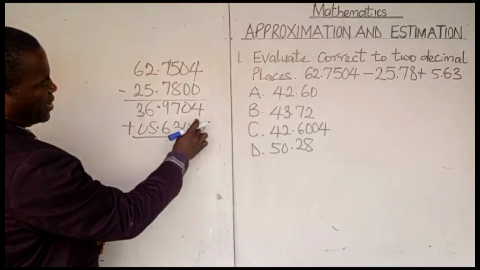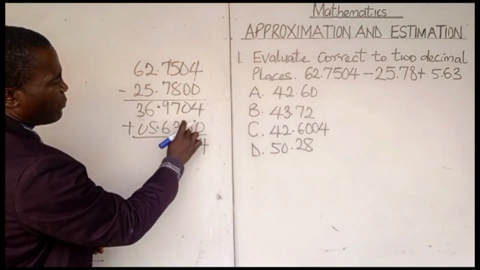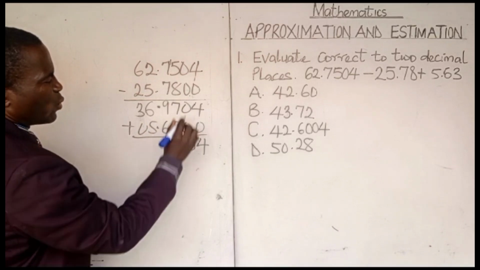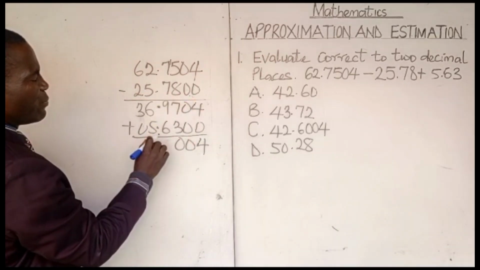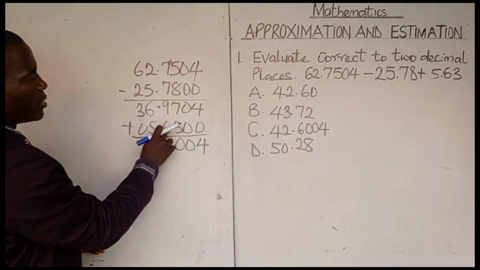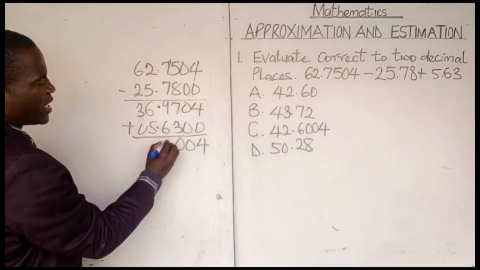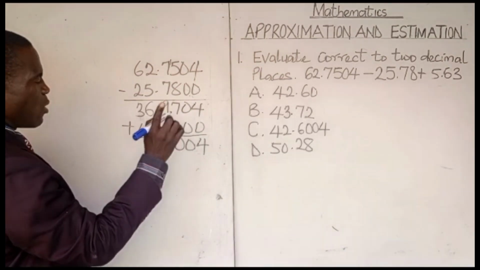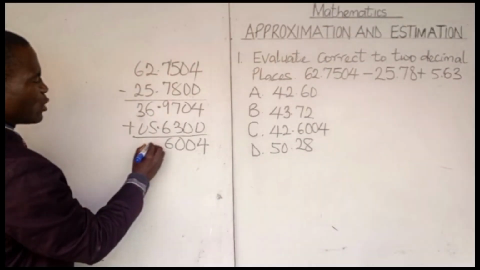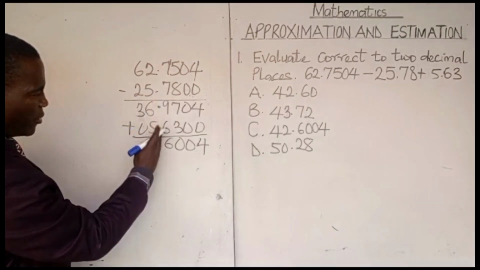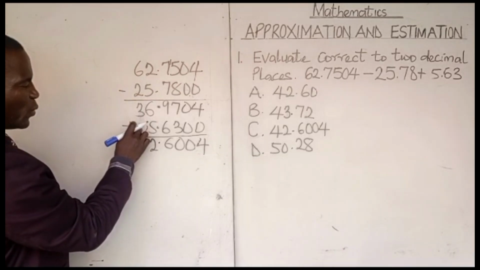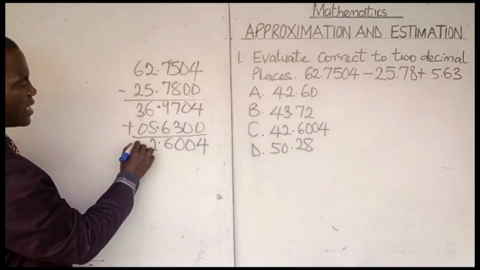4 plus 0, we have 4. 0 plus 0, we have 0. 7 plus 3, that is 10. We are going to write 0, we keep 1. Then that one we keep. 9 plus 6, it will give us 15. 15 plus 1, that we keep, it gives us 16. Here, we write 6 and we keep 1. 6 plus 5, it gives us 11. 11 plus 1, that gives us 12. So the decimal point is still in order. So here is 2, we'll keep 1. 3 plus 0, it gives us 3. Plus 1, that is 4.